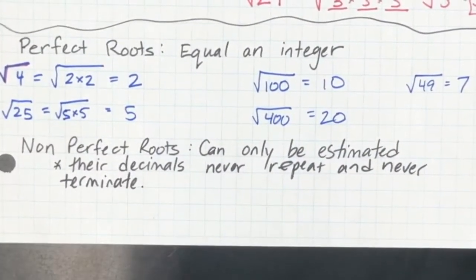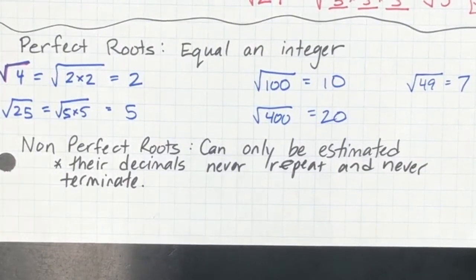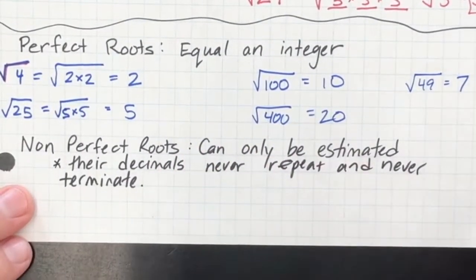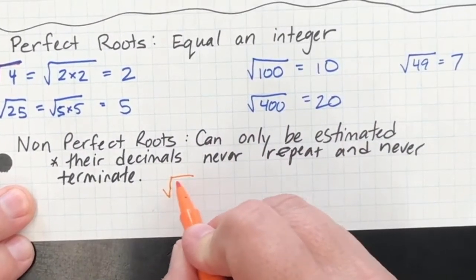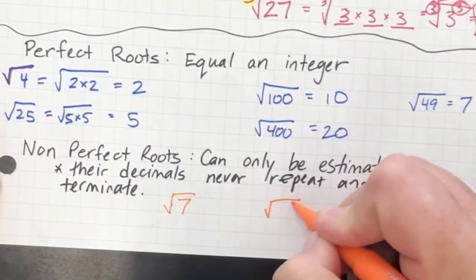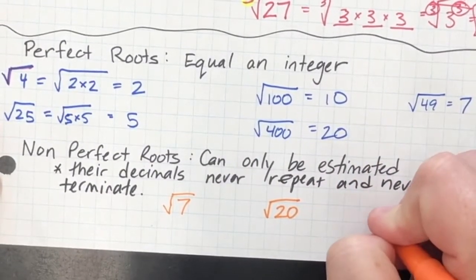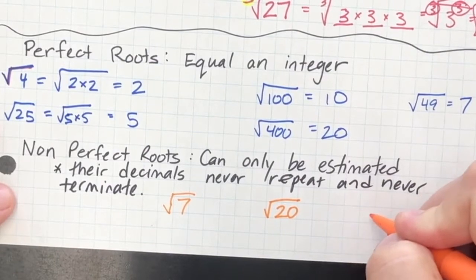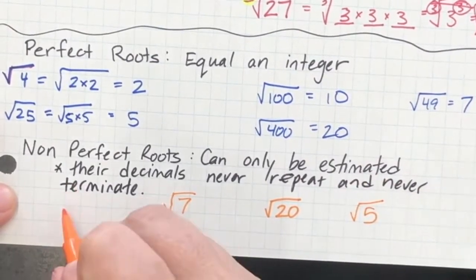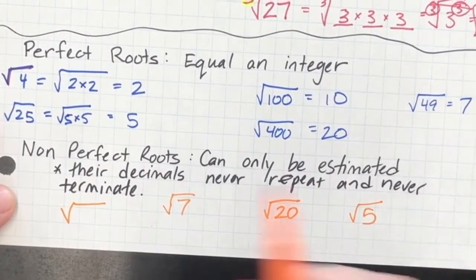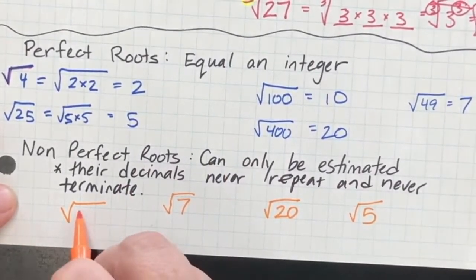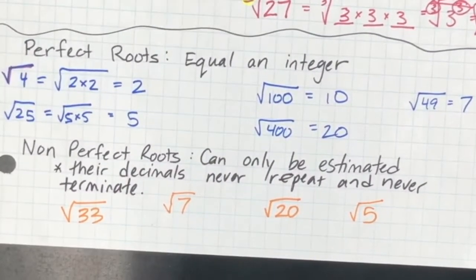Those are perfect roots. Non-perfect roots are roots that don't come out to an integer. They don't even come out to a terminating decimal or a repeating decimal. They come out to decimals that never repeat and never terminate. They're like pi. So anything that is not a doubles in multiplication: 7, not a perfect square root. 20, not perfect. 5, not perfect.